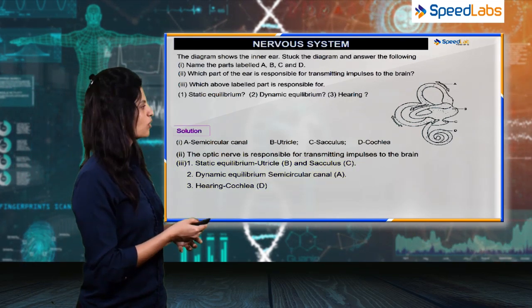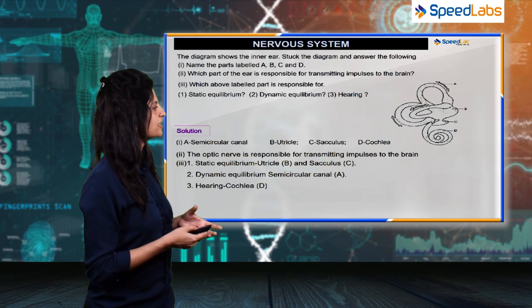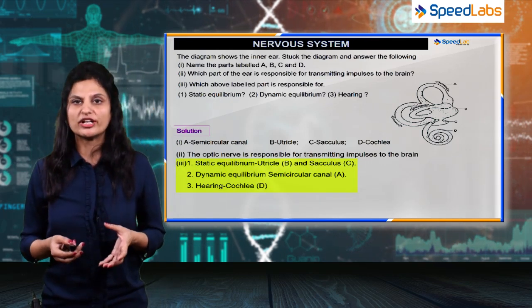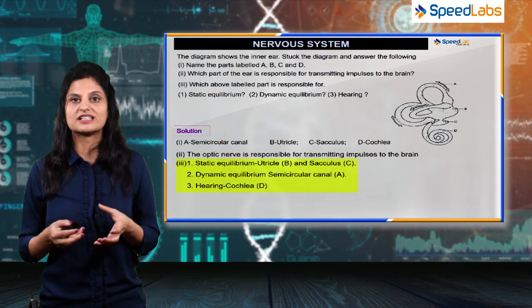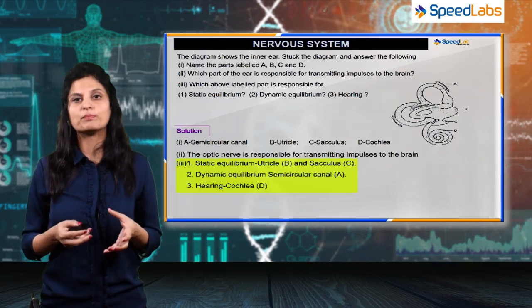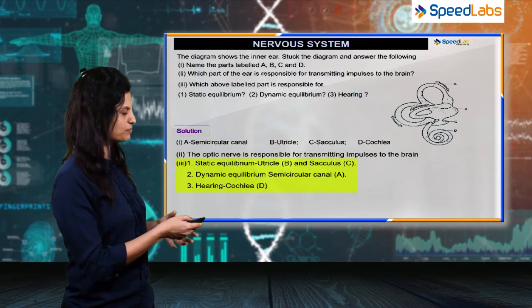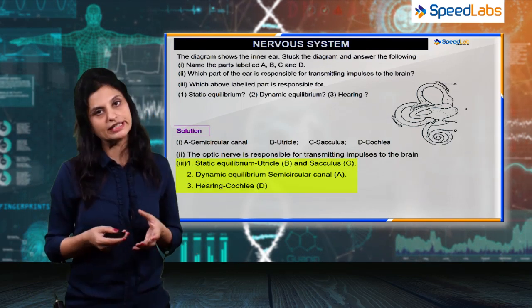Next is, which is the organ of hearing? As we know, the cochlea has sensory cells that help in hearing. So, the cochlea is basically the organ of hearing.